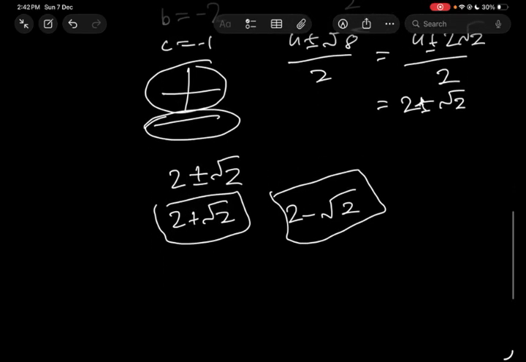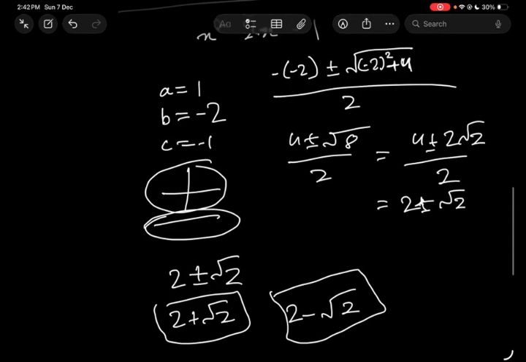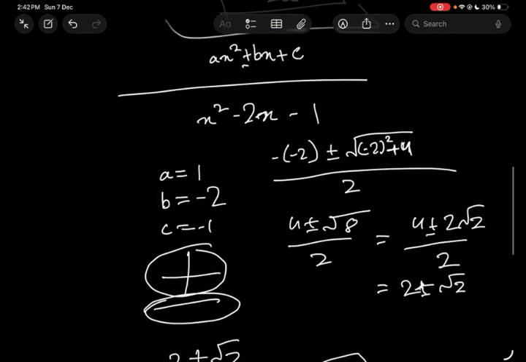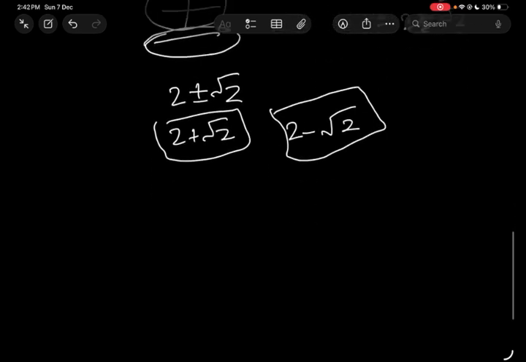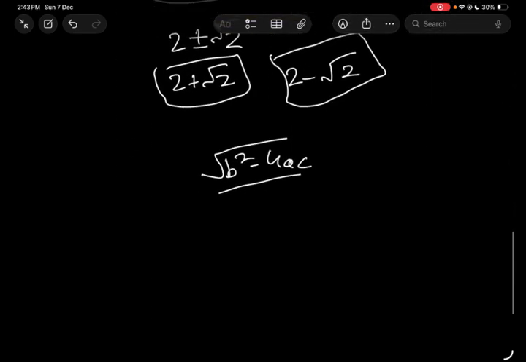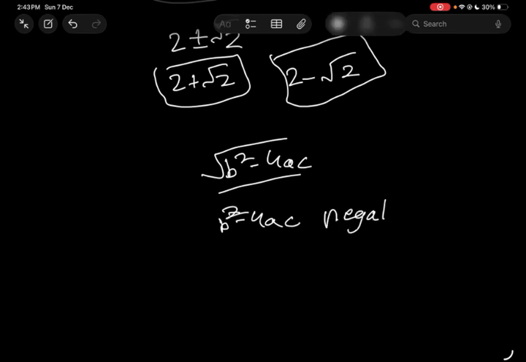But what if you do not get any real roots? For example, in this portion of the quadratic formula, b square minus 4ac, what if b square minus 4ac ends up being negative? Well, then you do not get any real roots, and as you know, the square root of anything negative is not a real number.